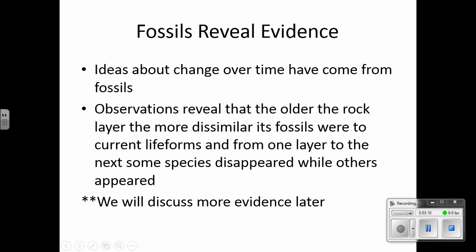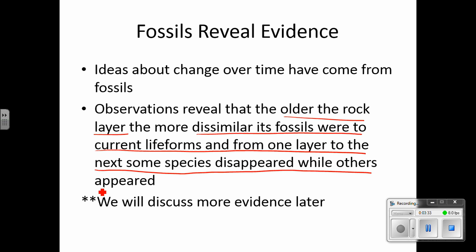Fossils are probably one of the biggest pieces of evidence for evolution because they are physical remains of what used to be. Ideas about change over time have come from fossils. Observations reveal that the older the rock layer, the more dissimilar its fossils were to the current life forms, and from one layer to the next, some species disappeared while others appeared.